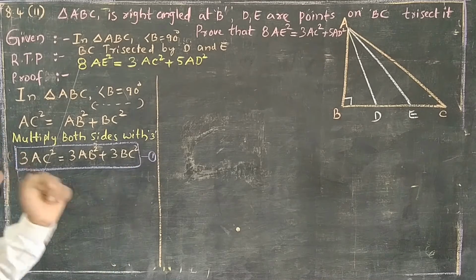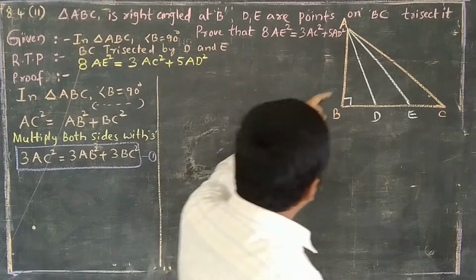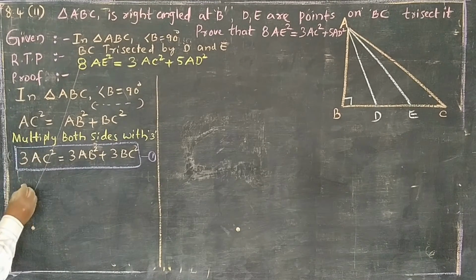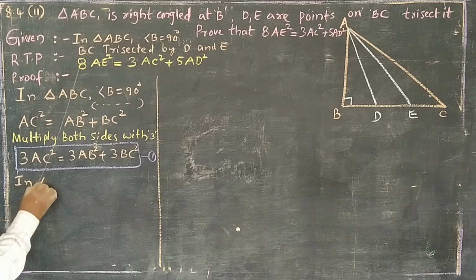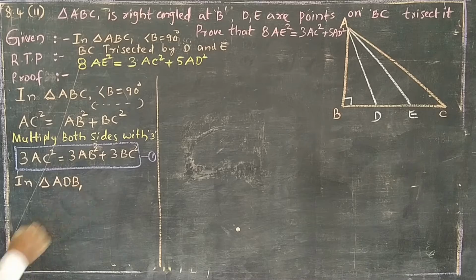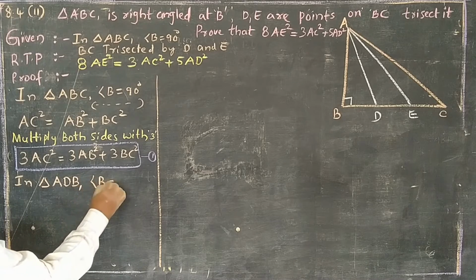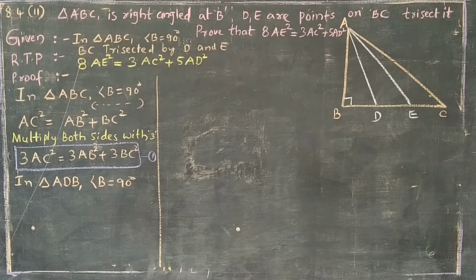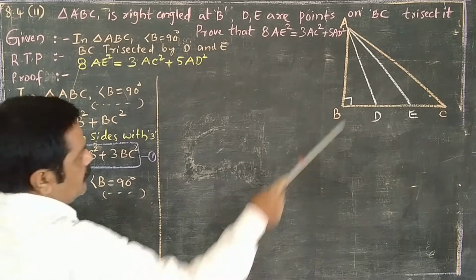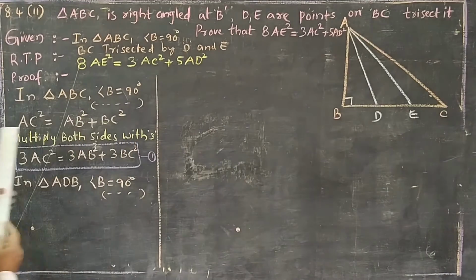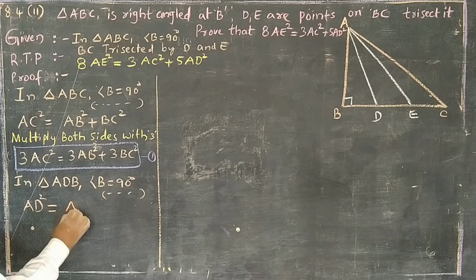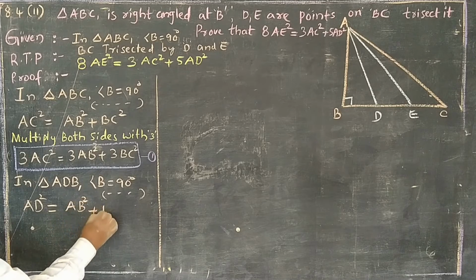Next, you focus on AD. Now take the triangle ADB. Where is the 90 degrees? Angle B is equal to 90 degrees. So according to Pythagoras theorem, in the ABD triangle, AD square is equal to AB square plus BD square.